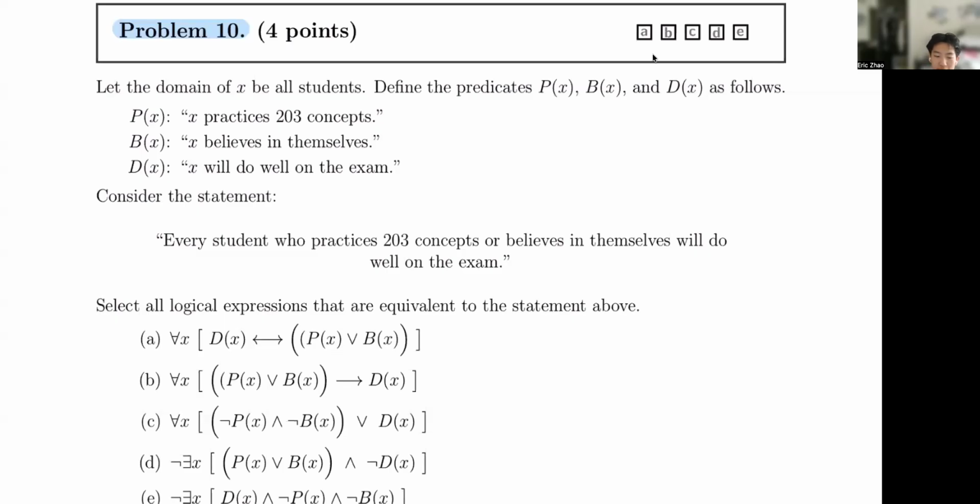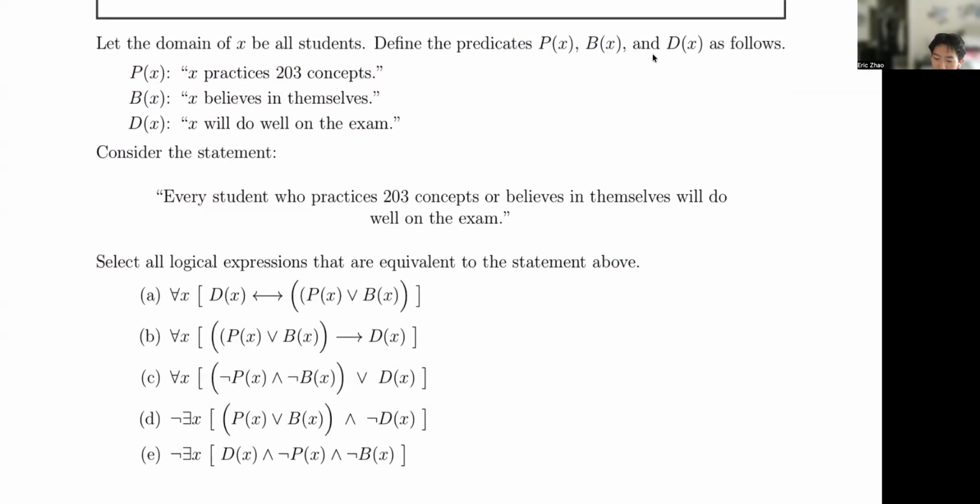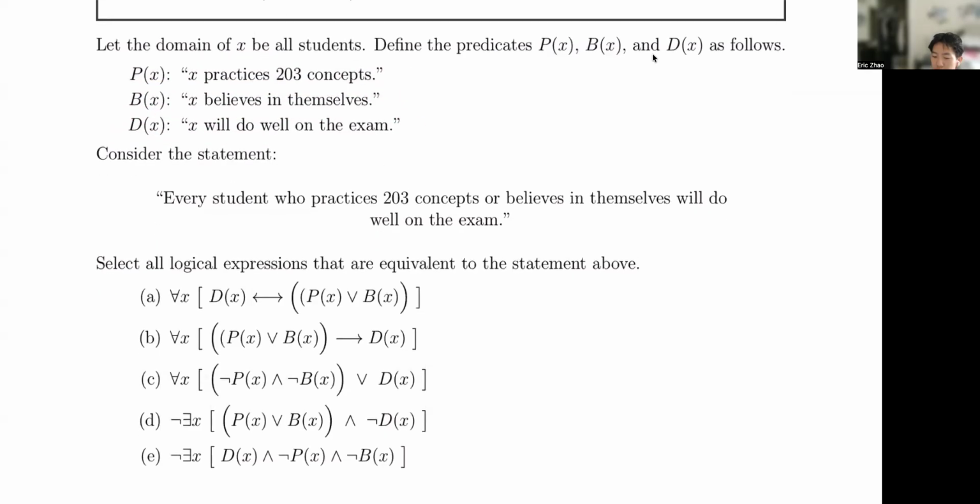All right, let's take a look at number 10. Number 10 says, let the domain of X be all students, and define the predicates P of X, B of X, and D of X as follows. P of X is X practices two or three concepts, B of X is X believes in themselves, and D of X is X will do well in the exam, which you all will. So every student who practices two or three concepts or believes in themselves will do well in the exam.